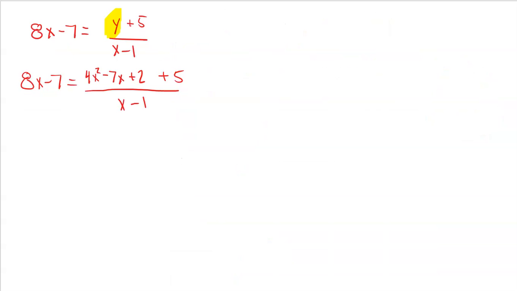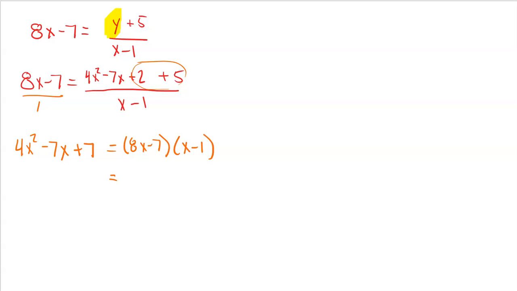So let's get right to it. Cross multiply. Treat this as 8x minus 7 over 1. And I get 4x squared minus 7x plus 7. I can go ahead and combine that 2 and that 5 right back here to get that 7. And on the other side, I have to do 8x minus 7 times x minus 1. That's going to involve a little bit of multiplication. No big deal. 8x squared, negative 8x, negative 7x plus 7. And I still got my 4x squared minus 7x plus 7 on the left.